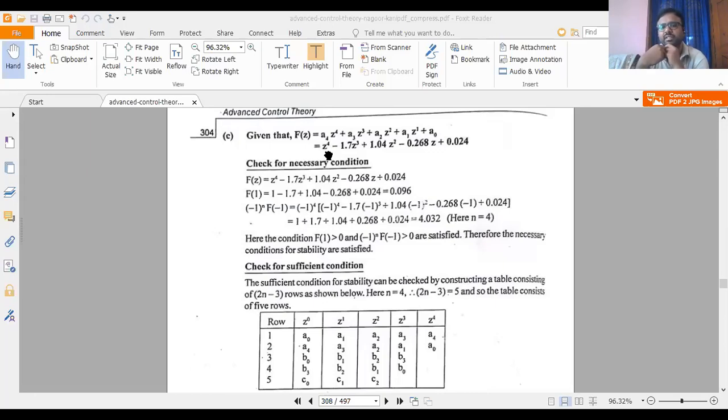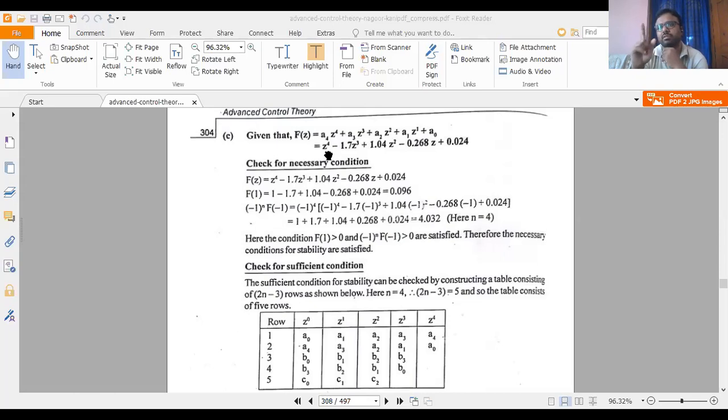Before that, the criteria to be satisfied are: f of 1 should be greater than 0, and f of minus 1 should also be greater than 0, and a0 should be less than a4. The fourth condition is b0 should be greater than b3, and c0 should be greater than c2. These are the 5 conditions that have to be satisfied for a fourth order characteristic equation.